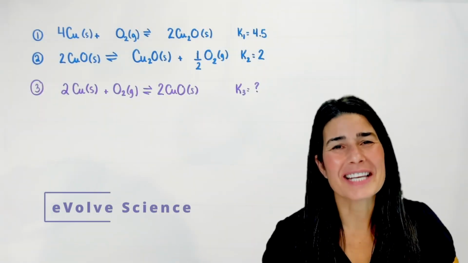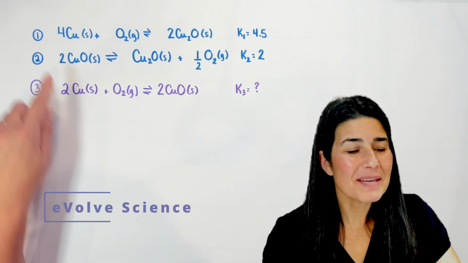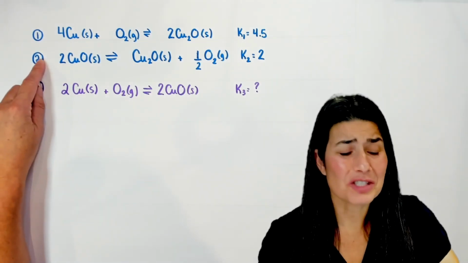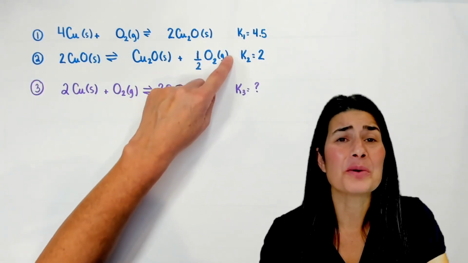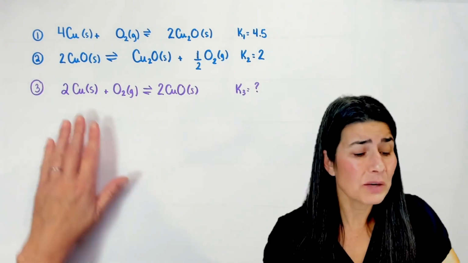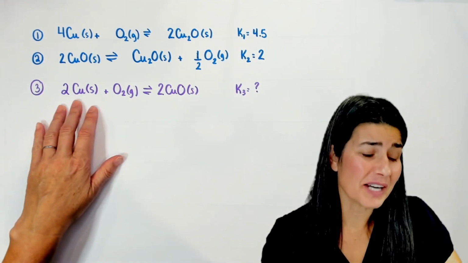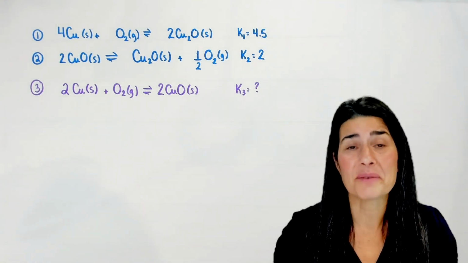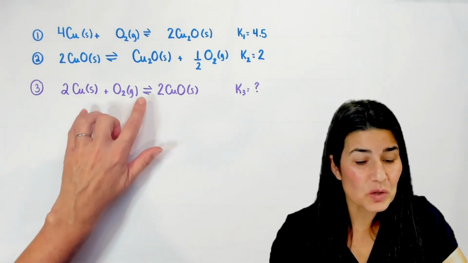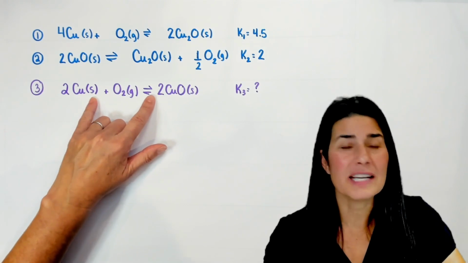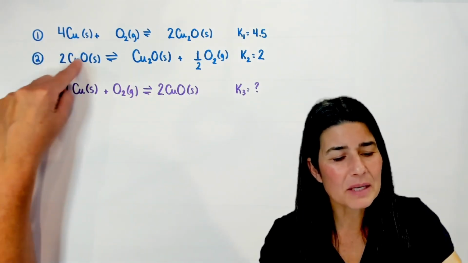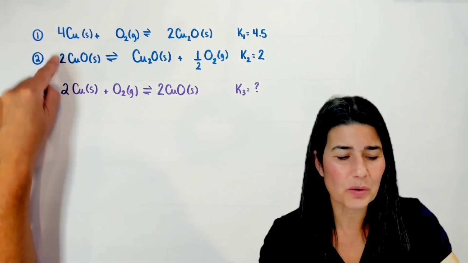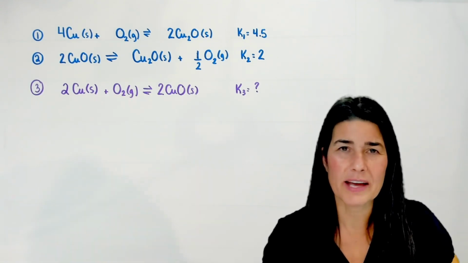Okay, let's try this problem. We've been given two reactions shown in blue that have their own equilibrium constant, and we're asked to find a third reaction shown in purple and the equilibrium constant of that reaction. So we need to build this reaction. We need to somehow manipulate these two equations in order to get this final result.